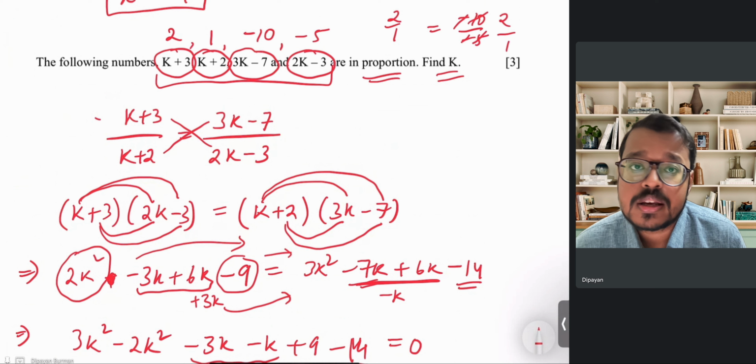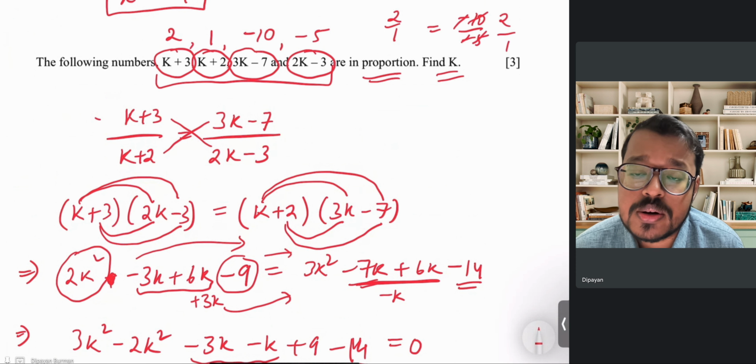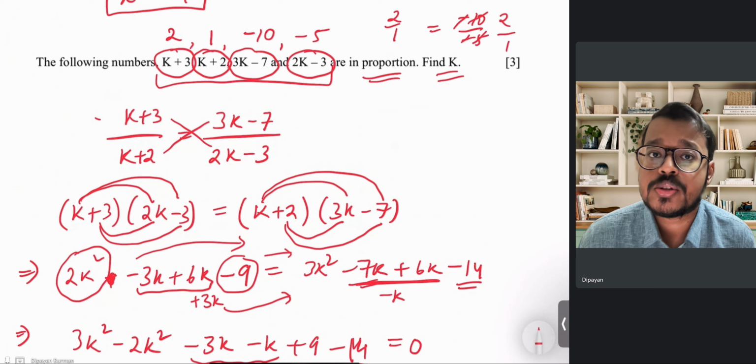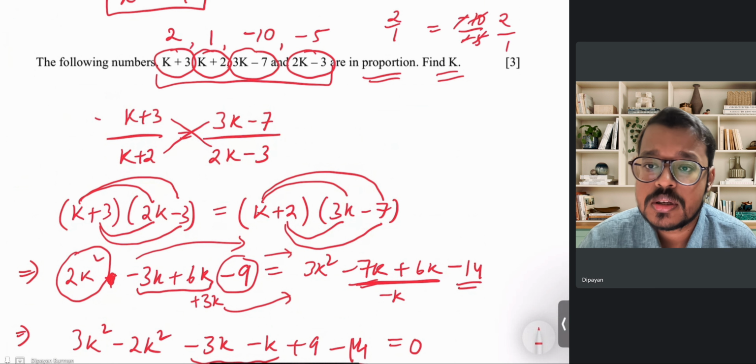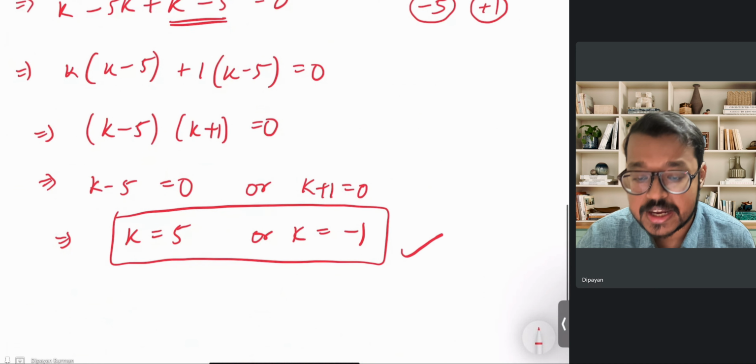Only thing is that in case there is a value of k for which any one of these four numbers is equal to 0, then I will reject that value of k, because any number within a ratio proportion cannot be 0. But this is fine. So the final answer is 5 or minus 1.